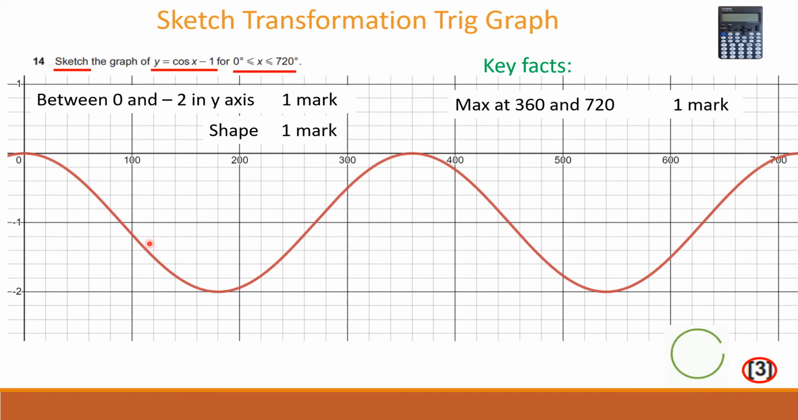A mark for getting the shape of the graph correct and drawing it with a nice smooth curve, and also a mark for having a maximum value at 360 and 720. So you can see here at the point 360, I'm at a maximum point here, and also at the end at 720, I'm at a maximum. If you look at the shape of the curve between 0 and 360, it's exactly the same as between 360 and 720. So look at your points carefully, make sure you've marked them off so you can see clearly where these points are awarded.